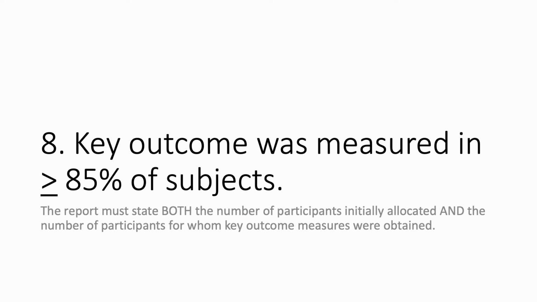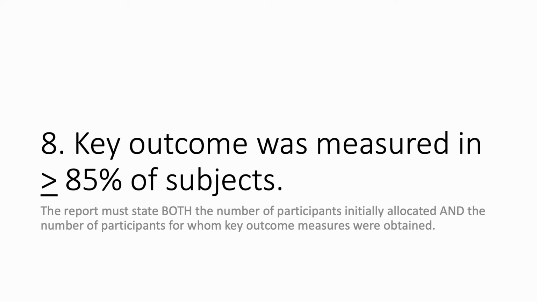Moving on to criterion number 8, we want to know if there was a key outcome that was measured in greater than or equal to 85% of participants. In order to satisfy this criterion, the report must state both the number of participants initially allocated and the number of participants who did the outcome measures.